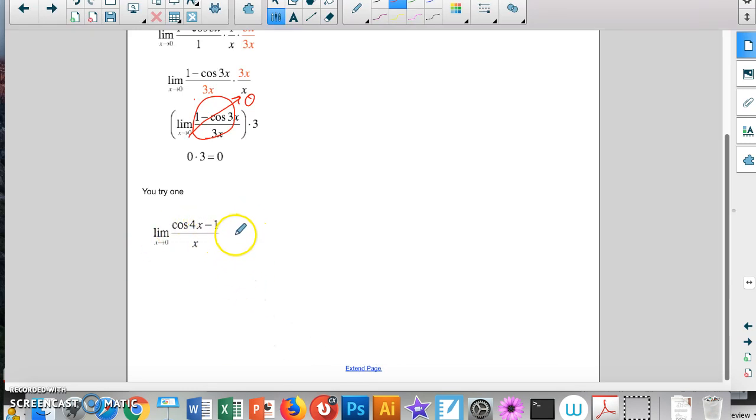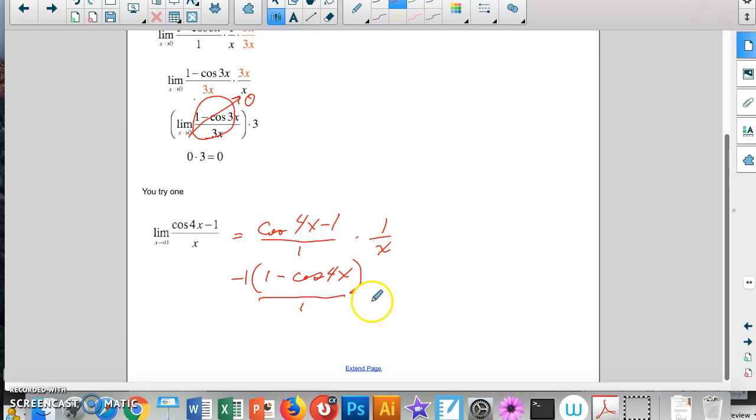Okay, so let's try this one. All right, so again, let's split it up. And it doesn't matter that it's cosine 4x minus 1 or 1 minus cosine. Let's do it this way. Split it up like that. Okay, now if it makes you feel better to switch this around, let's move it this way, cosine of 4x, and that just means I did a -1 outside. Okay, so then that's over 1, and it's got 1 over x. And then to manipulate it to what I want, it needs a 4x in the denominator, which means it needs a 4x in the numerator.